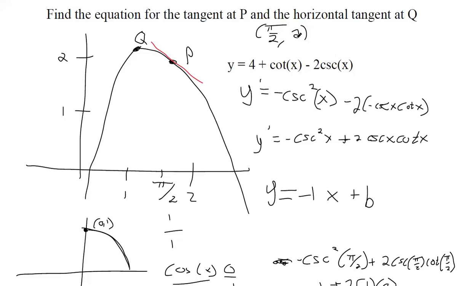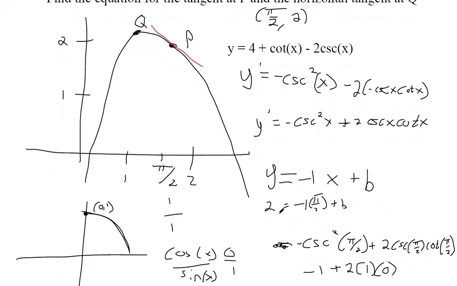So that's the x and y coordinate that we want to plug in. So you're plugging in 2 for y, pi over 2 for x, and then you're solving for b. So you can add that pi over 2 to both sides, so you're going to get b equals 2 plus pi over 2. So in other words, y equals negative 1x plus 2 plus pi over 2 is what we should say over here.